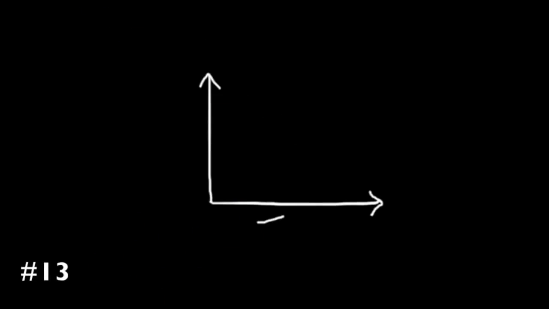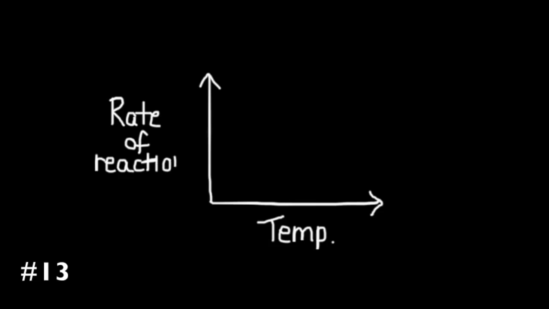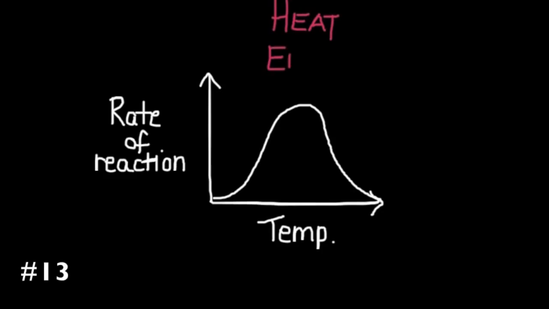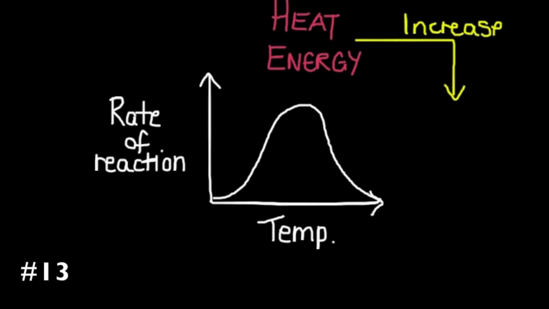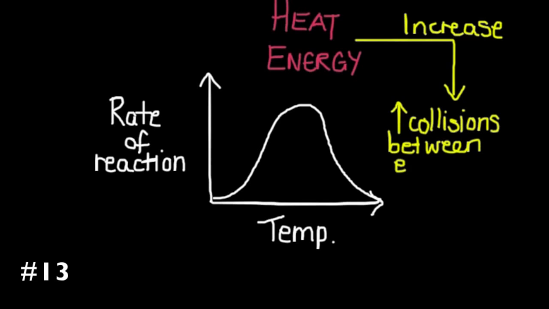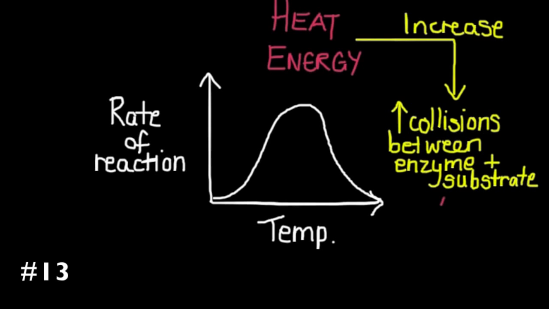Let's look at the mistakes students make when they're trying to explain how the rate of an enzyme-controlled reaction varies with temperature. Most students are able to recognize the graph well. When you increase the temperature, you increase the frequency of collisions between the enzyme and the substrate. If you increase the temperature beyond the optimum temperature, this can result in denaturing the enzyme, which means that the shape of the active site changes.